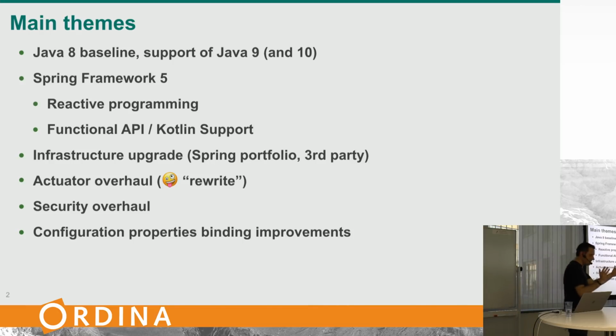So that's really about external stuff, so the things that we depend on: the Java version, the framework version, and the portfolio, the other modules' versions, basically. In Spring Boot itself, we did a few things. I'm going to show you some of them.